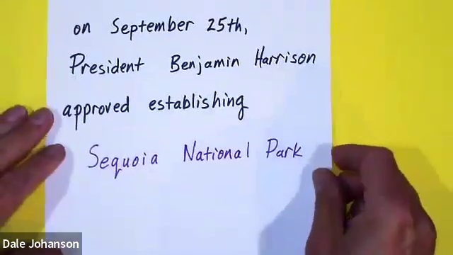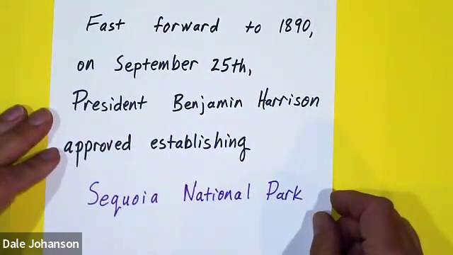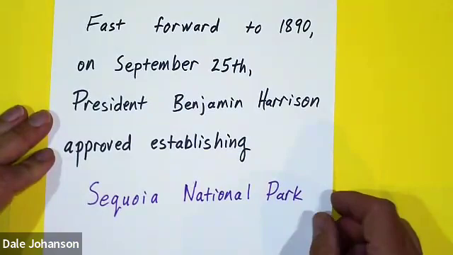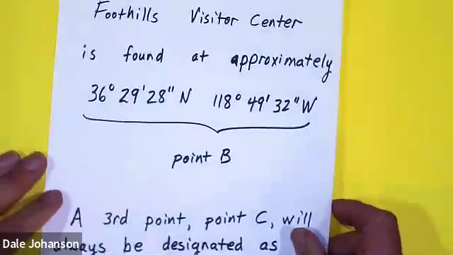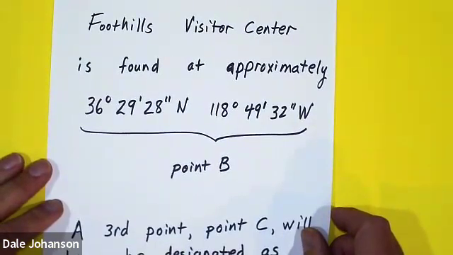Now, again, we're going through time. And we're going to fast forward to the year 1890. On September the 25th of that year, President Benjamin Harrison established Sequoia National Park in California. The Foothills Visitor Center is found at approximately these coordinates.